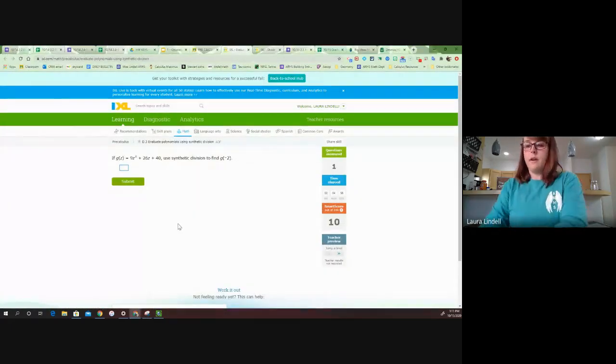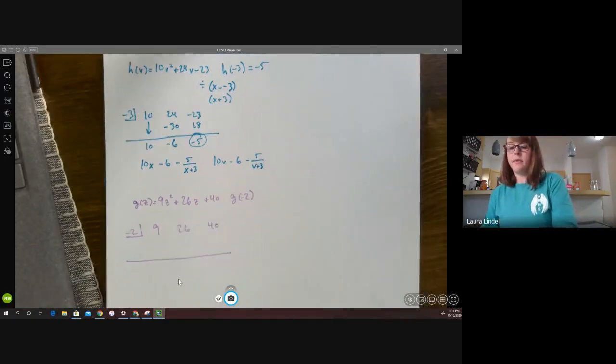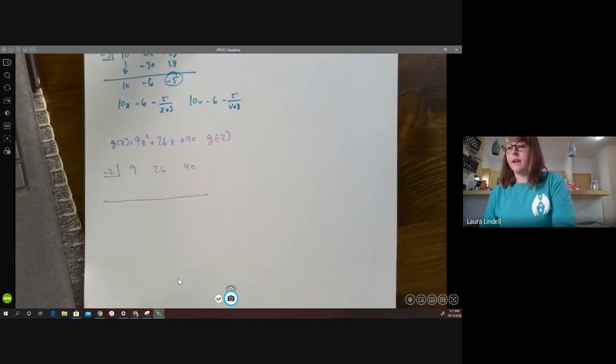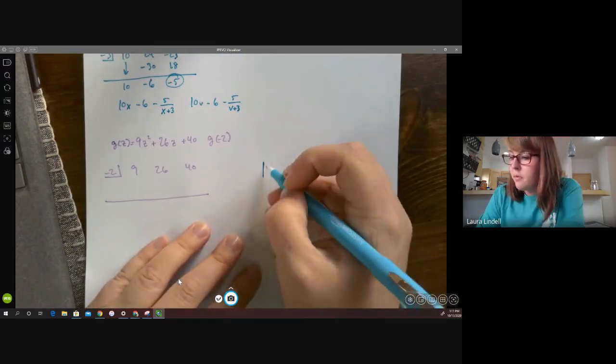So this one, let's see, it's g of z equals 9z squared plus 26z plus 40. And we want to find g of -2. So -2 goes in the box. And then we have 9, 26, and 40. Yeah, I can do it with long division. So that's how you would set it up if you were going to do synthetic for this one. But we'll do this one with long division.